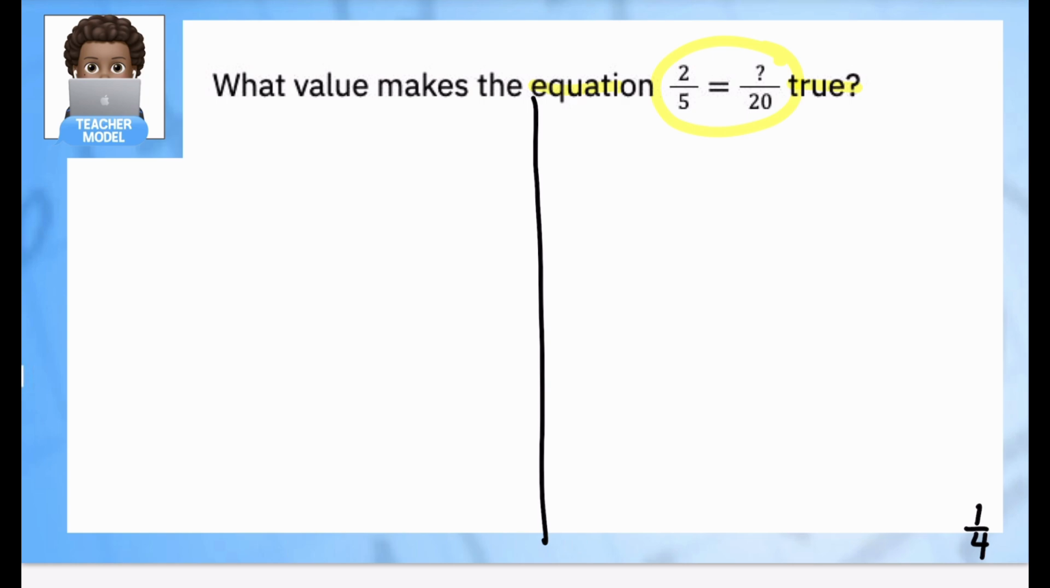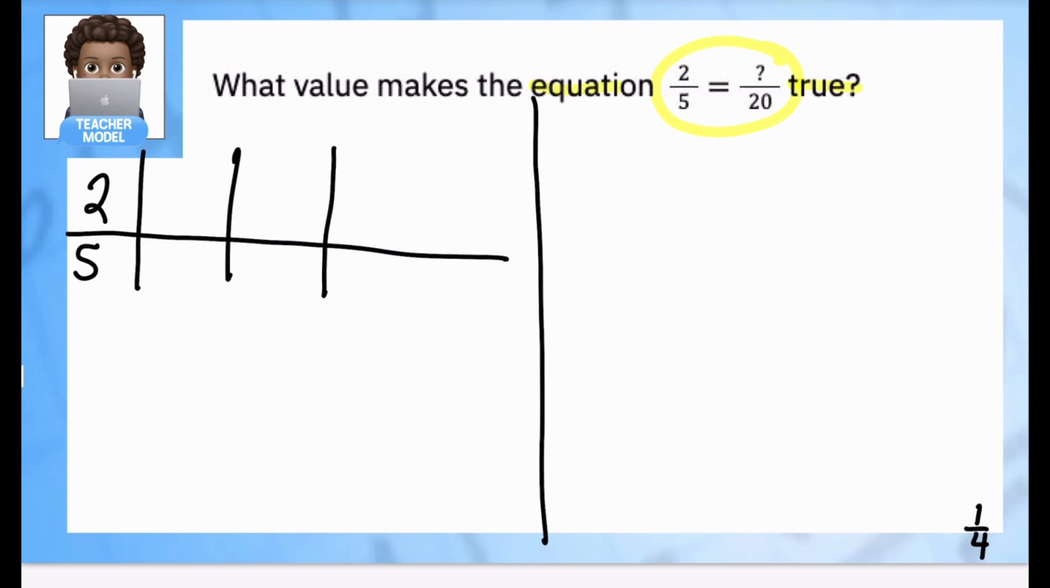So in the first one, this is a great strategy that any kid can use. I'm going to take the 2/5, and instead of multiplying, I'm going to use my repeated addition. I'm going to skip count. So I'm going to skip count on the bottom by 5s: 5, 10, 15, and I'm going to stop at 20, which is the number I want here. And now I'm going to do the same thing to my numerators. I'm going to skip count by 2s: 2, 4, 6, and 8.